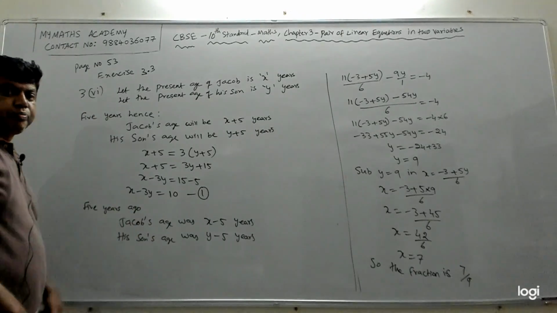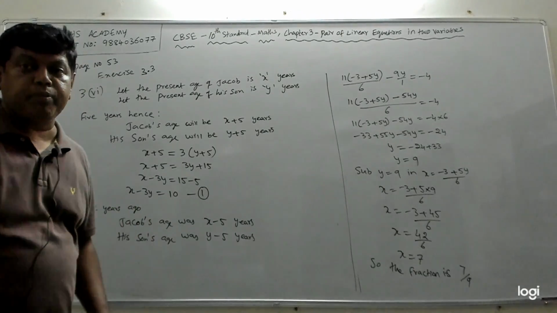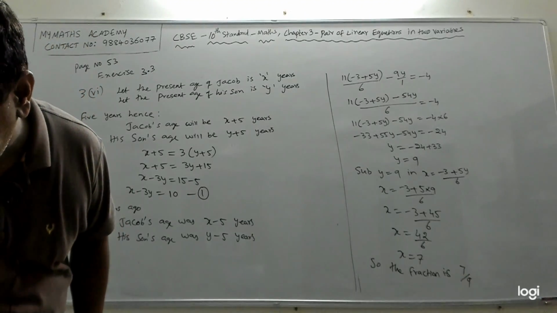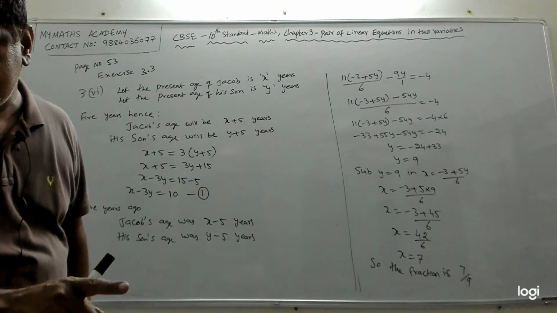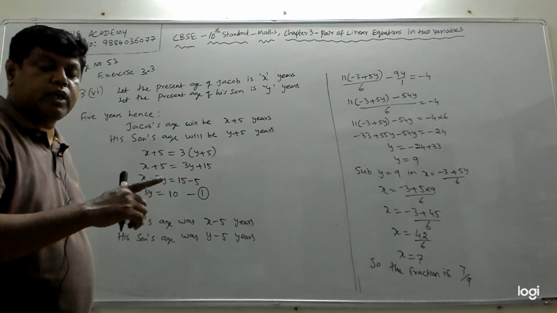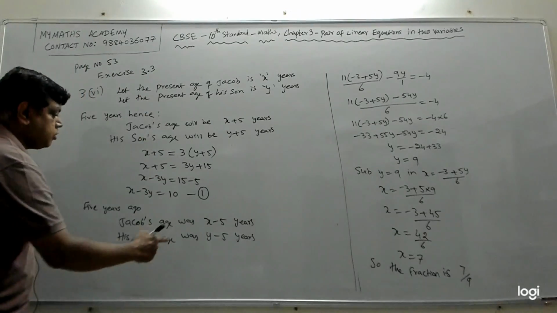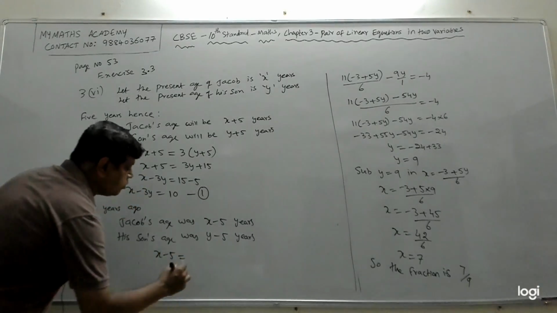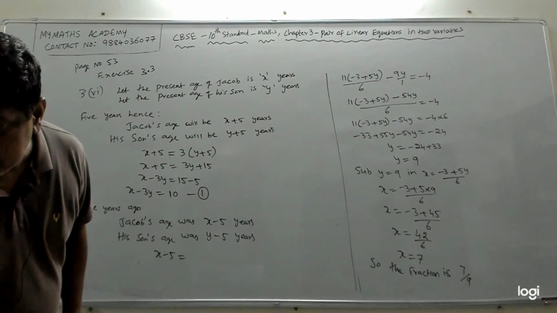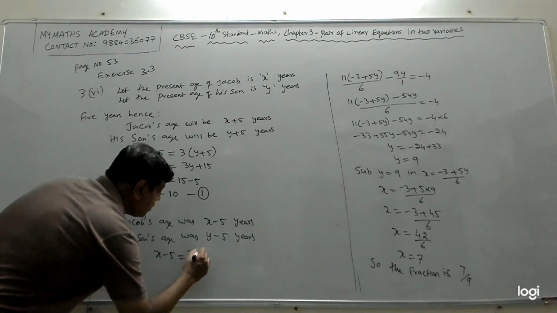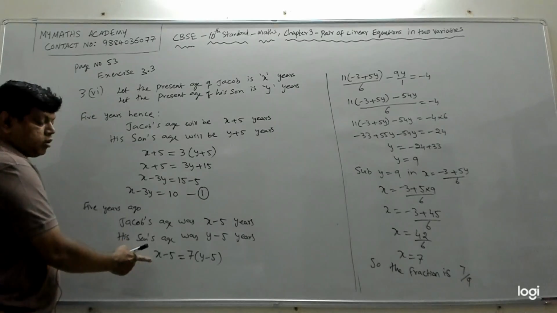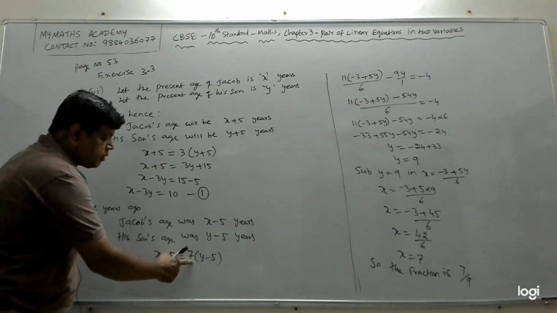Now let's read the statement that they are making. They are saying Jacob's age was 7 times that of his son. So 5 years ago, Jacob was 7 times his son's age. Jacob's age, which is x minus 5, will be equal to 7 times his son's age, 7 times y minus 5. So 5 years ago, Jacob's age was 7 times his son's age.